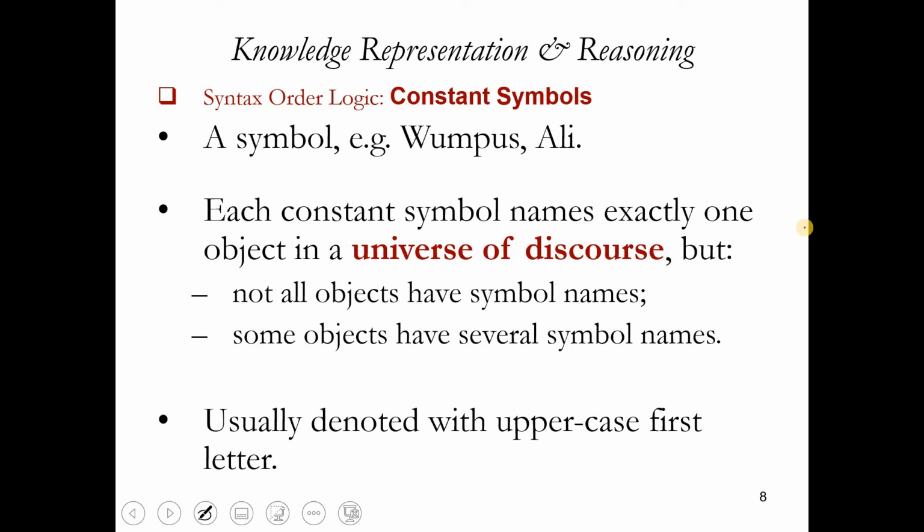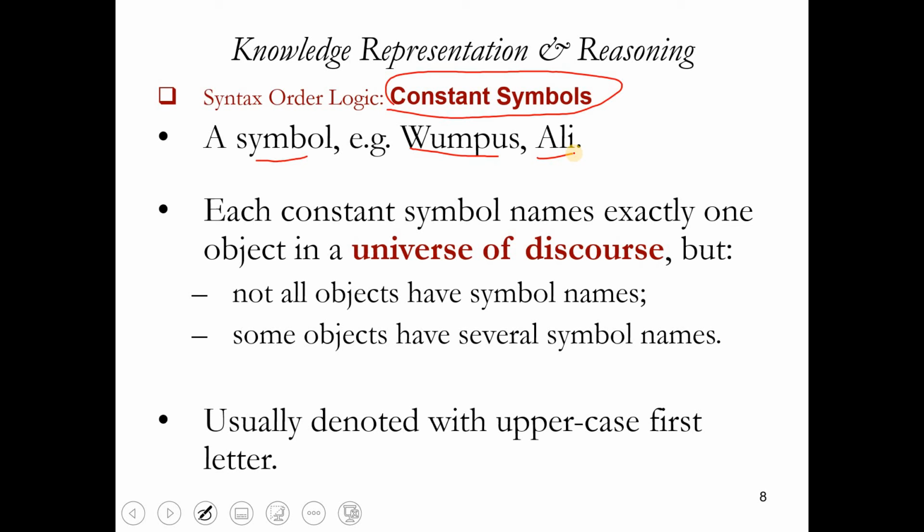Okay, so here is the example. I can have constants. So remember, a constant is defined by the user. The user can define any constant like a symbol. It can be wumpus, Ali, anything, any name. It can be a constant, the symbol that I define. So each constant symbol names exactly one object in the universe of discourse. Remember, I cannot describe two objects with the same name. Now this is not allowed.